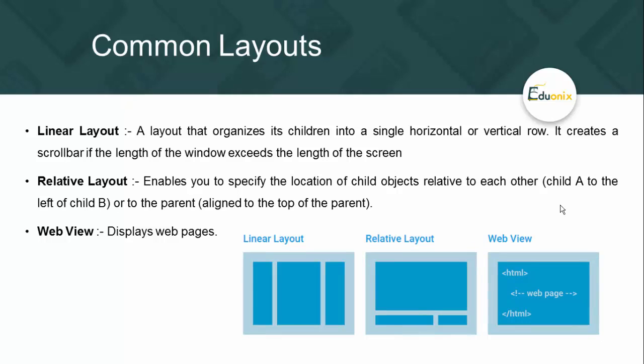Relative layout enables you to specify the location of child objects relative to each other. For example, child A to the left of child B, or aligned to the top of the parent. We are positioning one child relative to the parent or another child. Here, notice that child 1 is on top of child 2 and 3. Child 2 is on the left of child 3, and child 3 is on the right of the second and below the first one. WebView is used to display web pages.